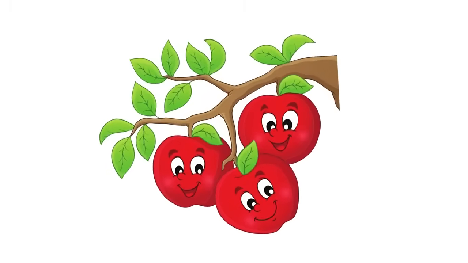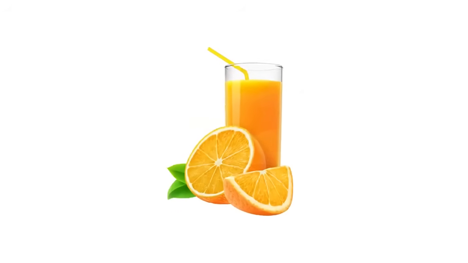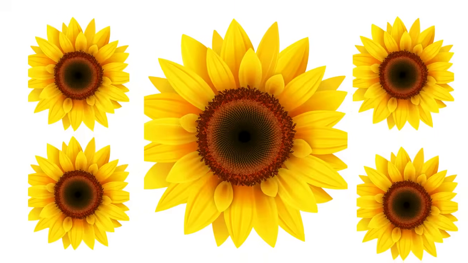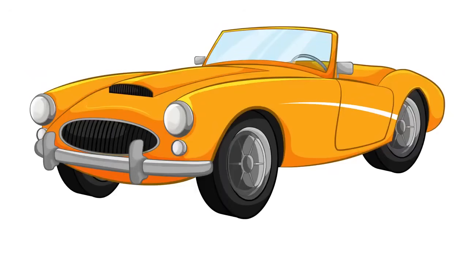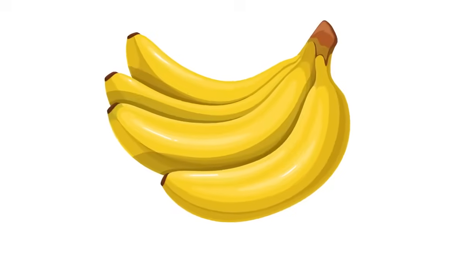Red strawberries, red apples on the trees, red hearts and poppies. We love the color red. Orange oranges, orange juice and pumpkins, orange lamp and mandarins. We love the color orange. Yellow sunflowers, yellow sun and yellow cars, yellow birds and bananas. We love the color yellow.